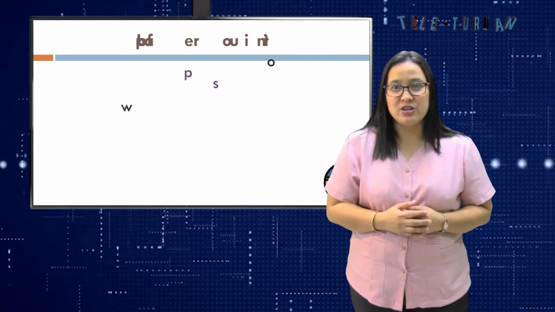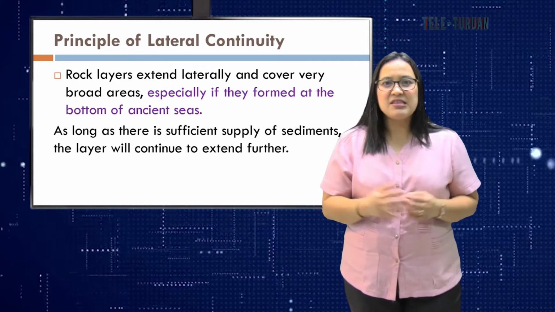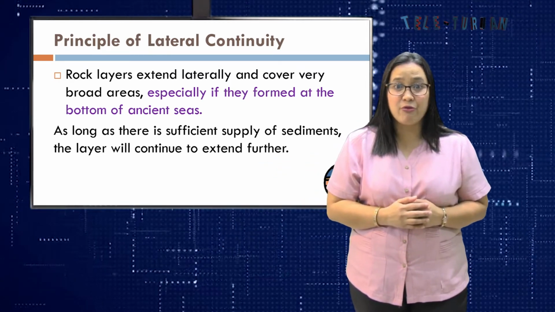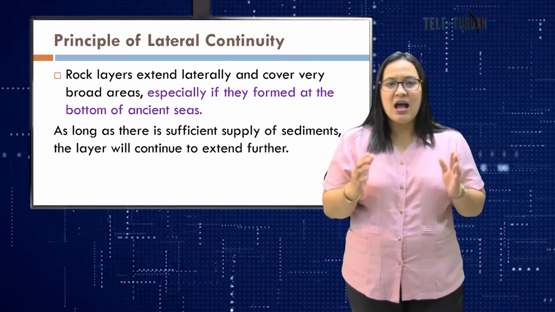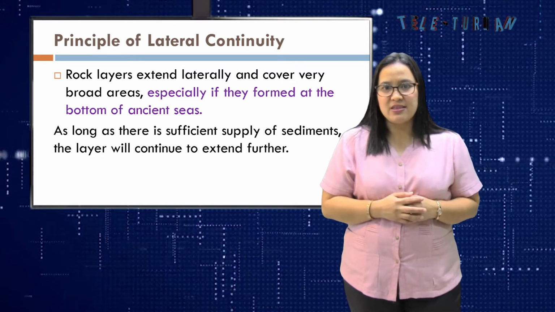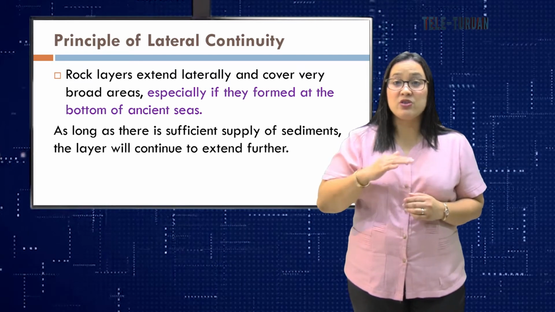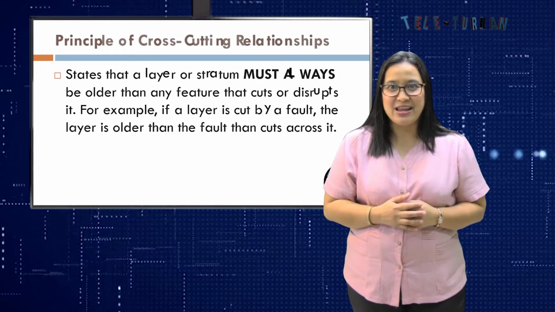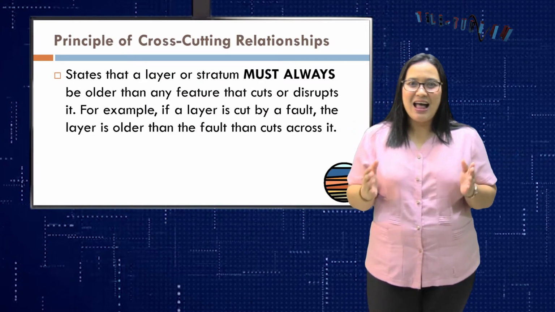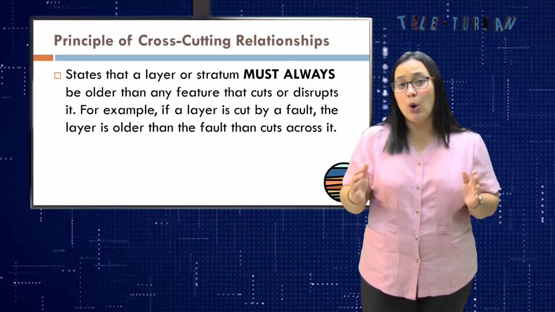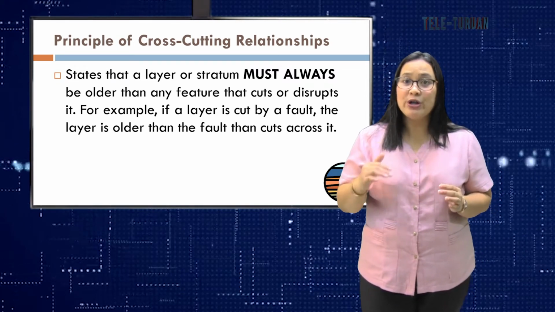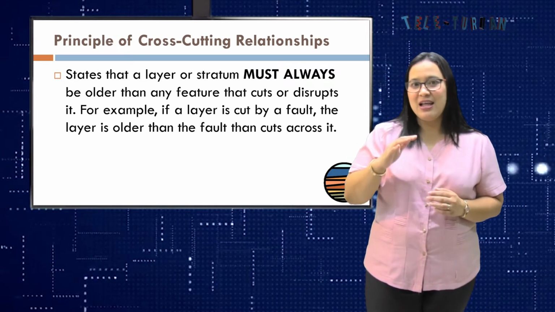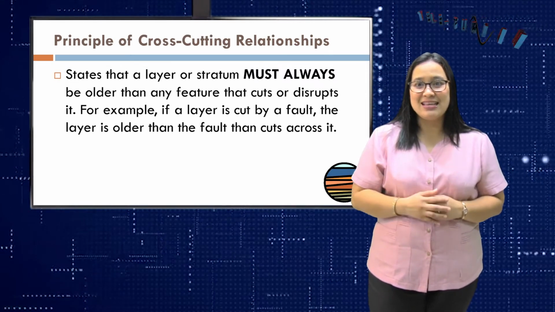Principle of lateral continuity. Rock layers extend laterally and cover very broad areas, especially if they are formed at the bottom of ancient seas. So as long as there is sufficient supply of sediments, the layer will continue to extend further. The principle of cross-cutting relationships states that a layer or stratum must always be older than any feature that cuts or disrupts it. For example, if a layer is cut by a fault, the layer is older than the fault that cuts across it.